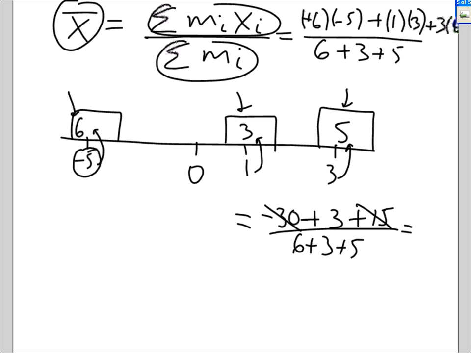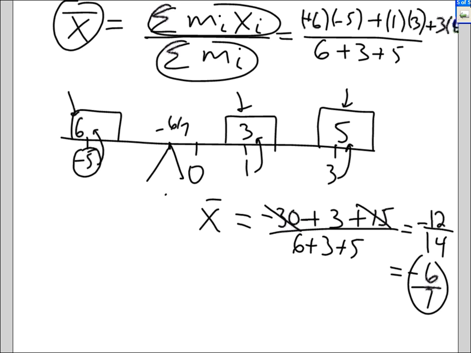-30 plus 15 is -15. You add 3, you owe less. Instead of owing 15, now you owe 12. And the bottom is 14. You divide the top by 2 and the bottom by 2. That's where you should put the fulcrum to have equilibrium. If you put the fulcrum right at -6/7, the board would balance.